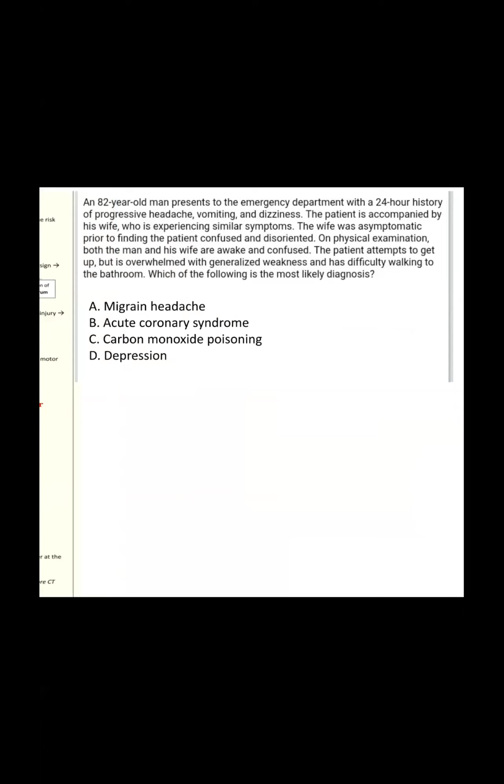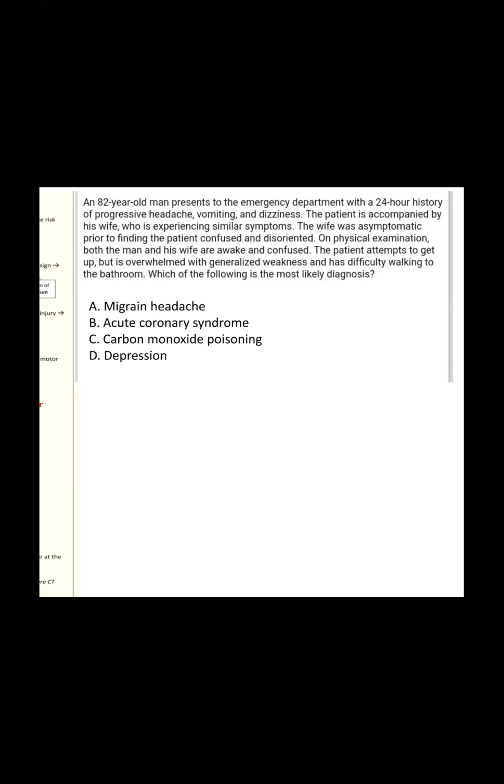An 82-year-old man presents to the emergency department with a 24-hour history of progressive headache, vomiting, and dizziness. The patient is accompanied by his wife, who is experiencing similar symptoms. The wife was asymptomatic prior to finding the patient confused and disoriented. On physical examination, both the man and his wife are awake and confused. The patient attempts to get up but is overwhelmed with generalized weakness and difficulty walking to the bathroom. Which of the following is the most likely diagnosis?